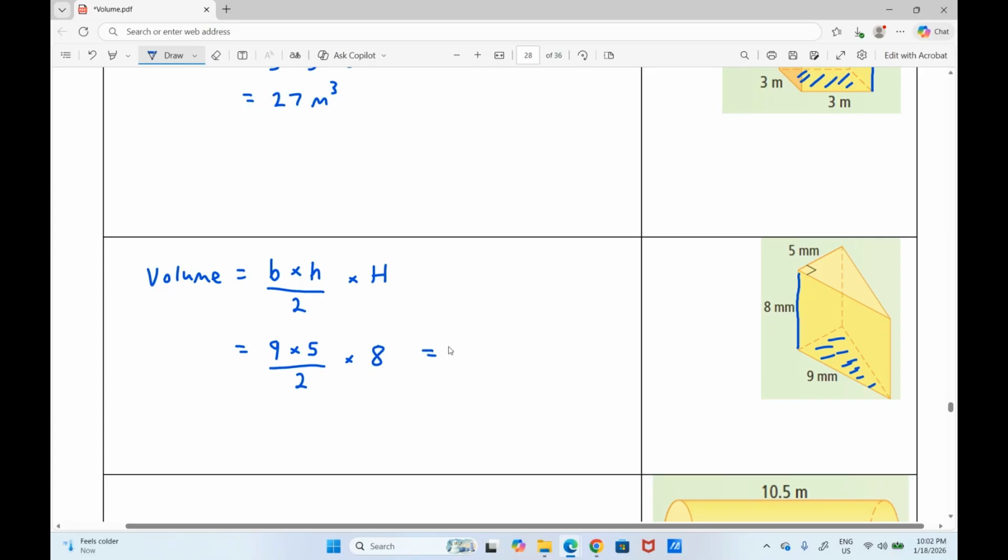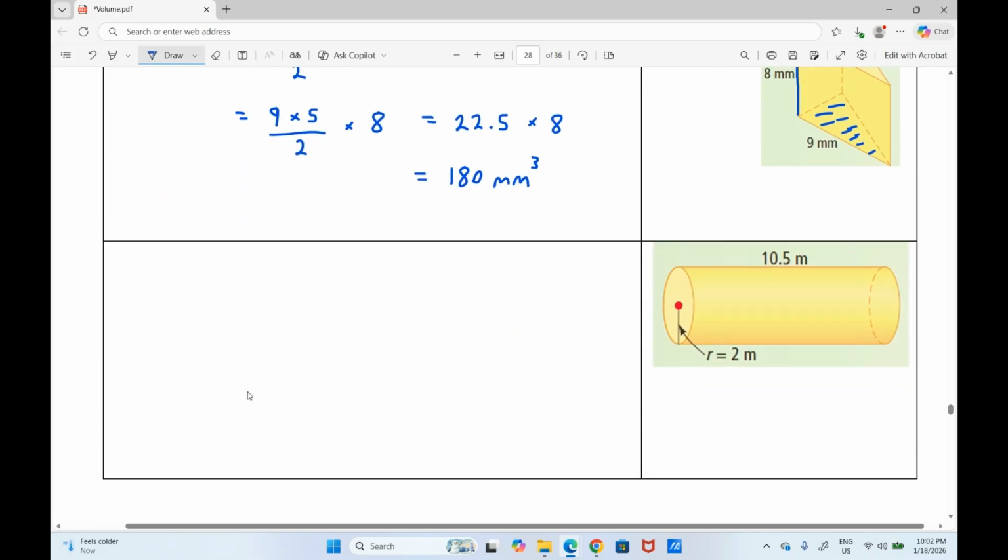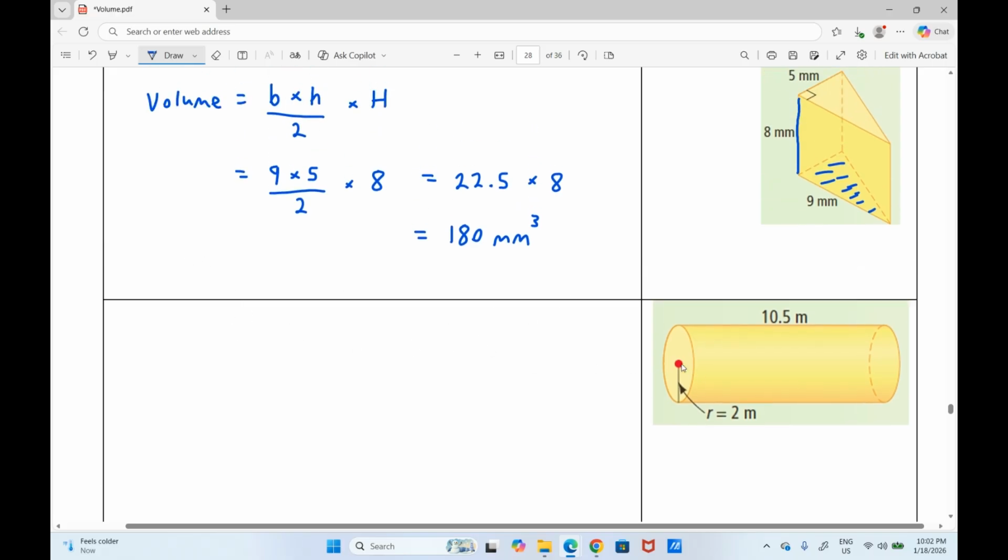If I keep calculating that, 9 times 5 is 45. 45 divided by 2 is 22.5. So I have 22.5 times 8. I'm going to compute that, and I'm going to get an answer of 180 millimeters cubed. Now let's move to the last shape, the volume of a cylinder.